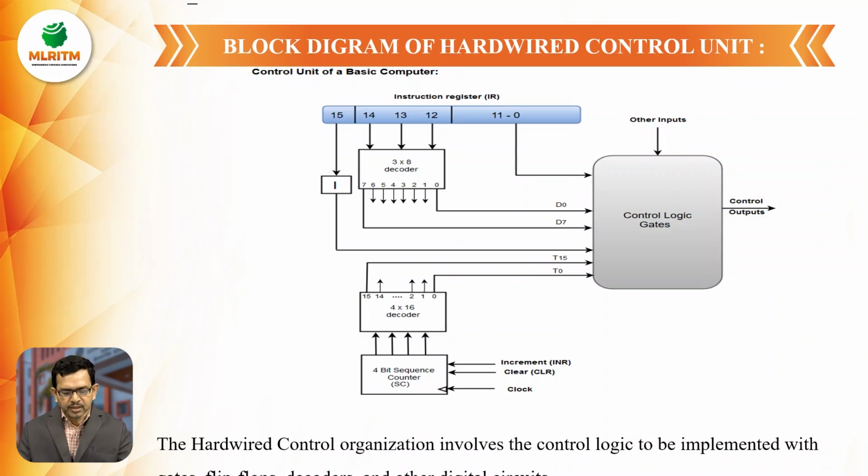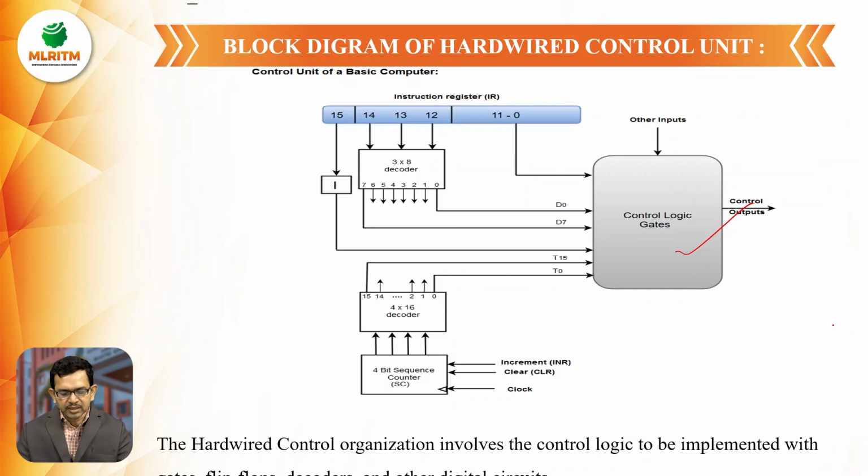Right? See, these 3 bits are connected with the 3x8 decoder. And finally, if you see the 4x16 decoder, and the other things we see here, the clock, a clear cell, and the increment cell. So all these are connected to the control logic gate, where the control logic gate will try to take the inputs. What is the role played by the control logic? It takes the inputs which are given by the registers.